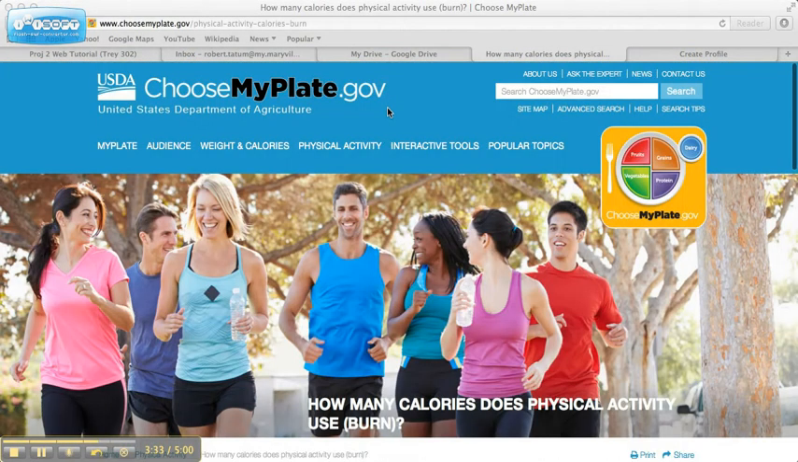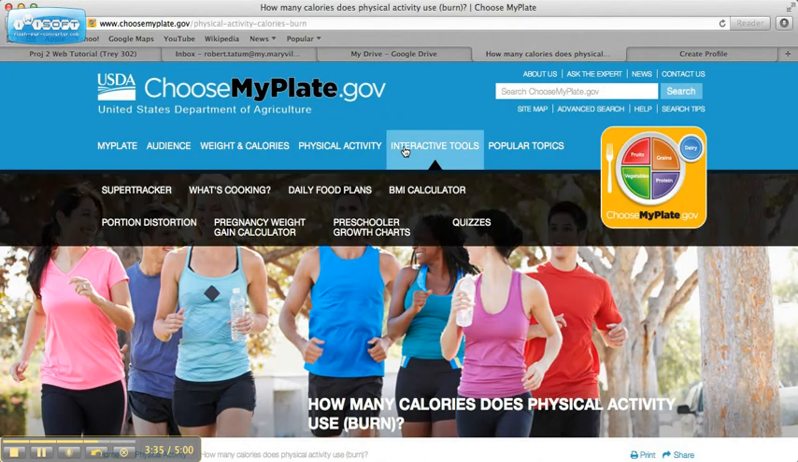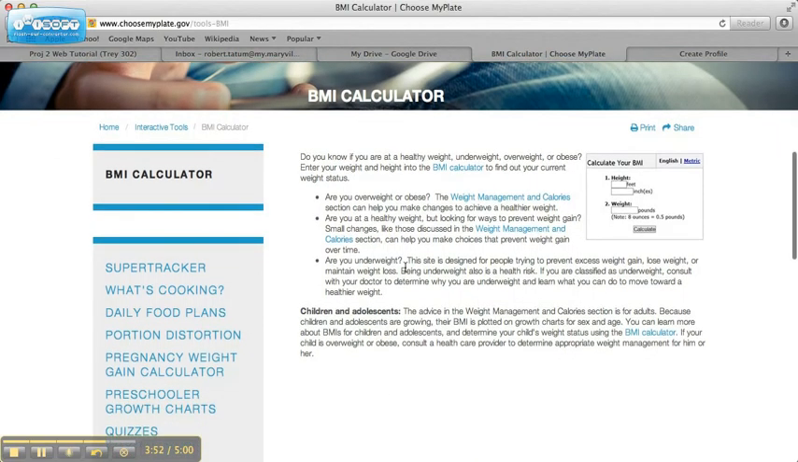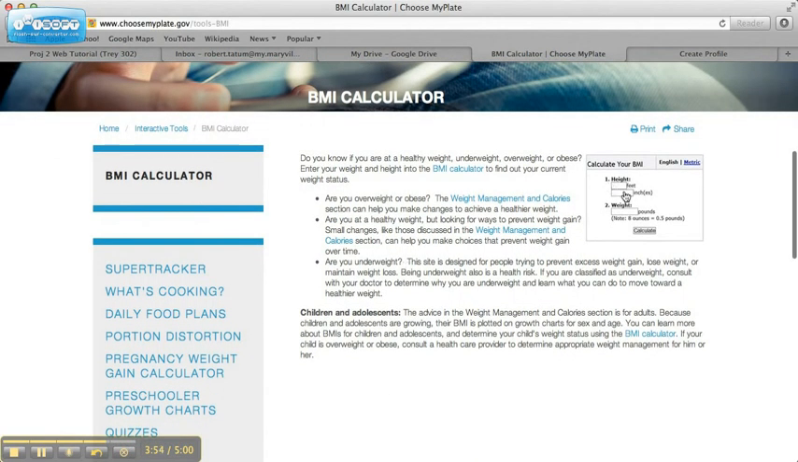There are several interactive tools that can be beneficial, such as information on the weight that is gained by pregnant women and the weight that is gained by growing preschoolers. The BMI calculator is also a helpful tool, which is used by MyPlate to help develop someone's personalized nutrition and exercise plan. One's BMI is determined by typing in their height and their weight, and it determines whether someone is labeled as underweight, normal, overweight, or obese.